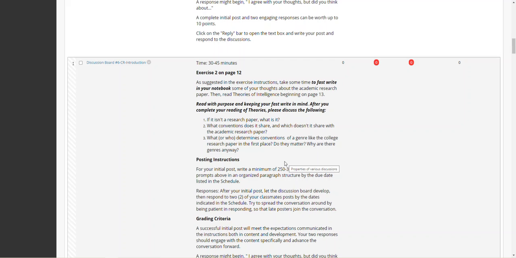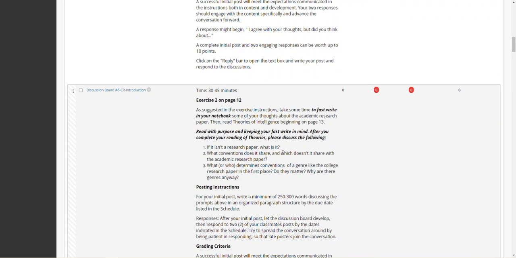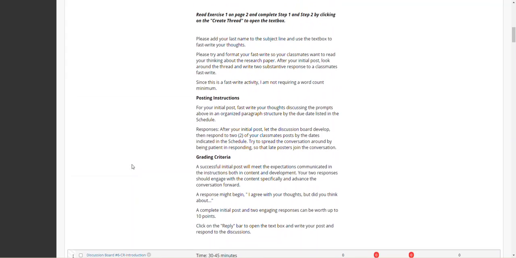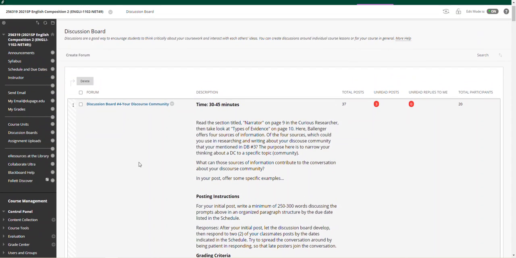I'm looking for some really solid engagement, especially on exercise 2. In fact, I look for engagement on all of the discussion boards. However, I think taking a good hard look and just take some time and reading Theories of Intelligence thoroughly, look at all the components and conventions of the research essay, and you might find an interesting discovery working through discussion board number 6. All right, so those are our activities for the week.